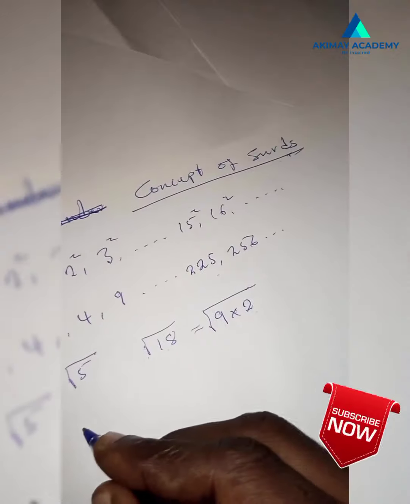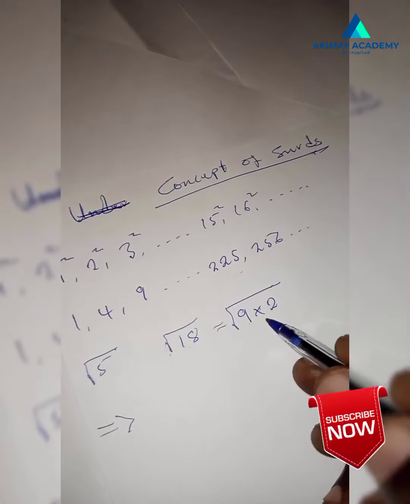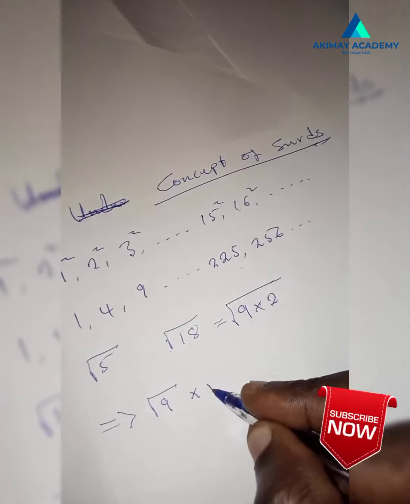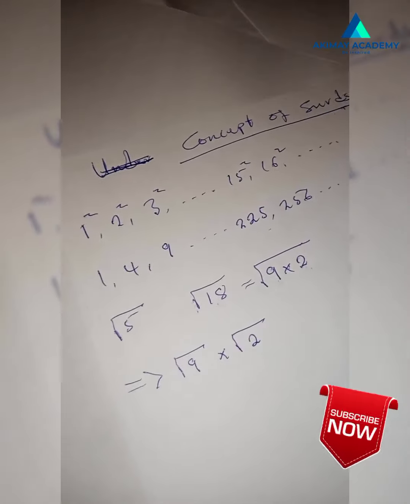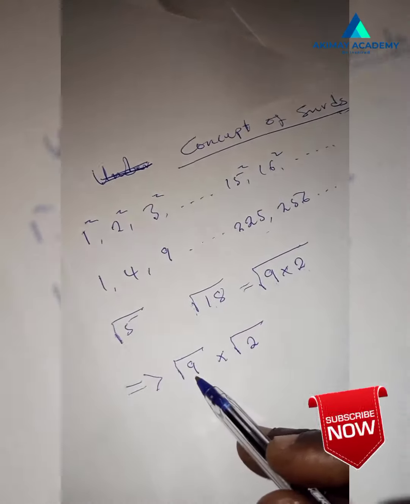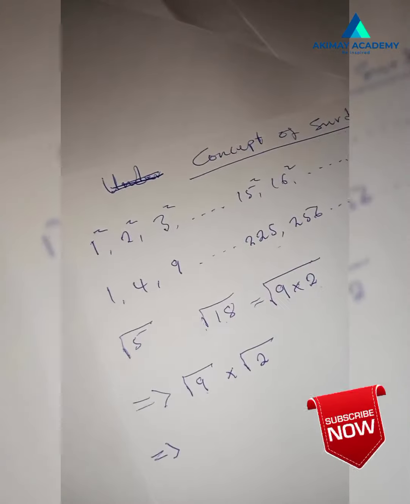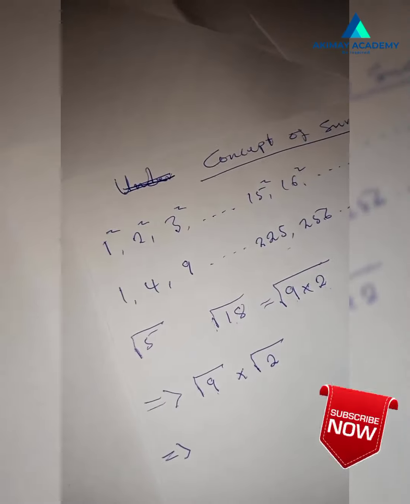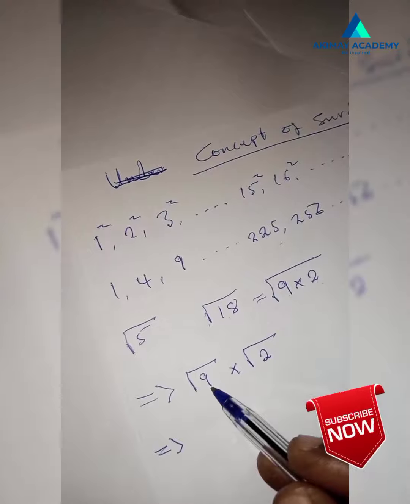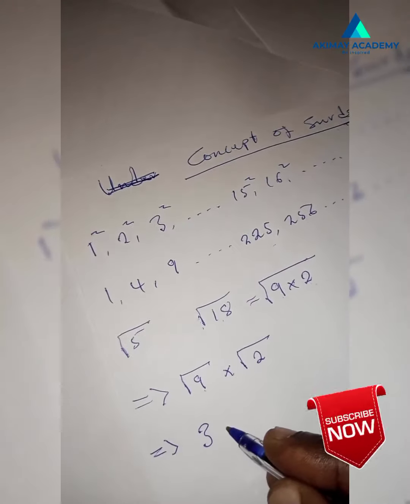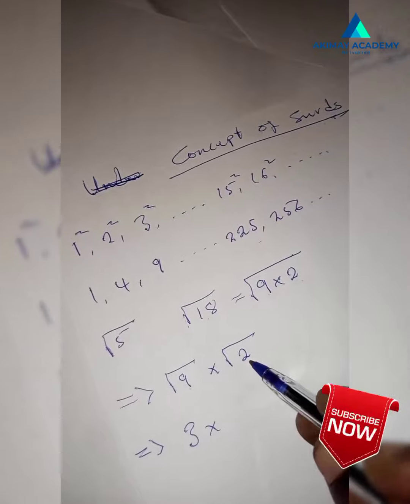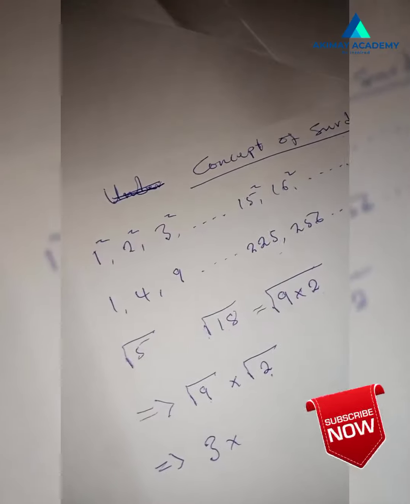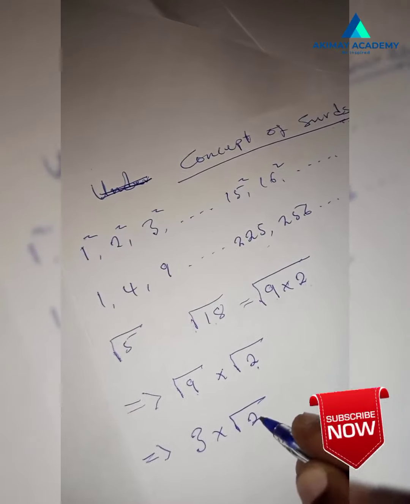So at this point, we can split this one as square root of 9 multiplying square root of 2. Okay, then at this point we know that square root of 9, because 9 is a perfect square number, we can get an answer for it, an accurate answer. So in this case, square root of 9 will give us what? 3. Times, because 2 is a non-perfect square number, we cannot find the square root of it. Therefore, we maintain it like that over here.